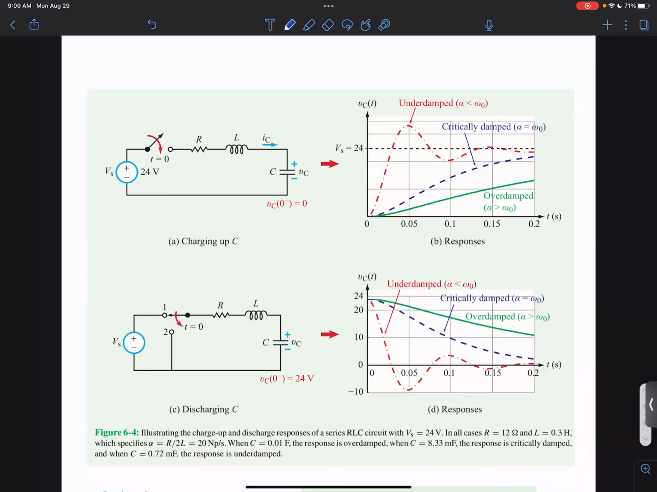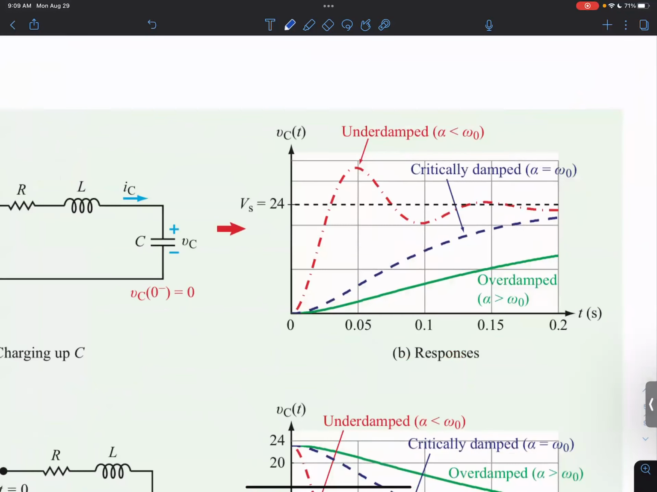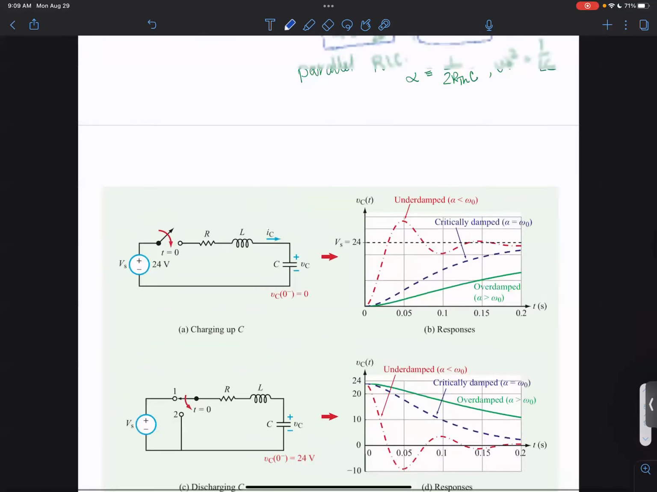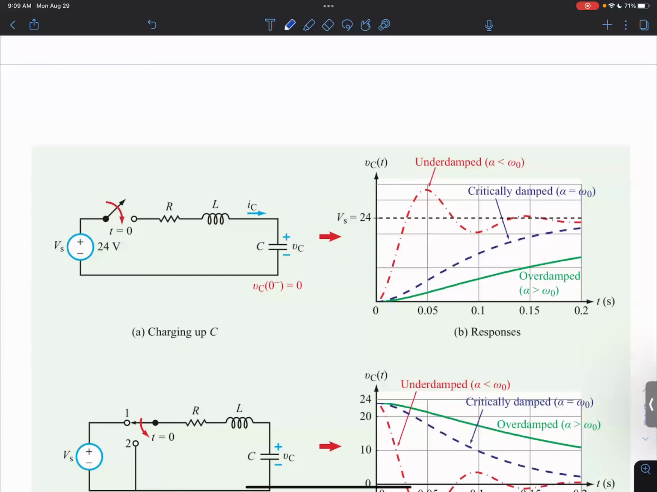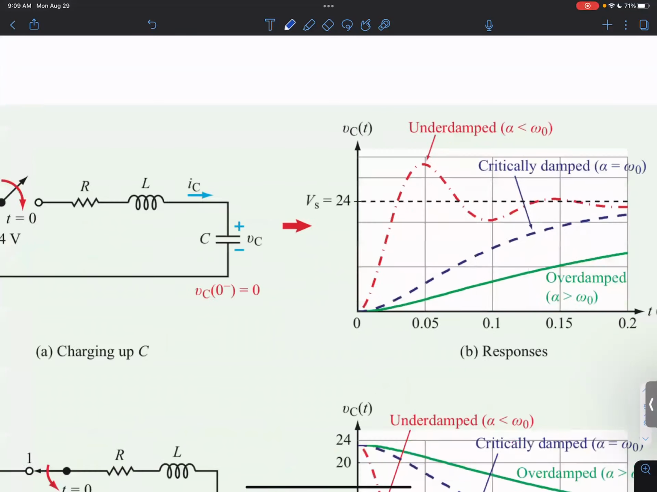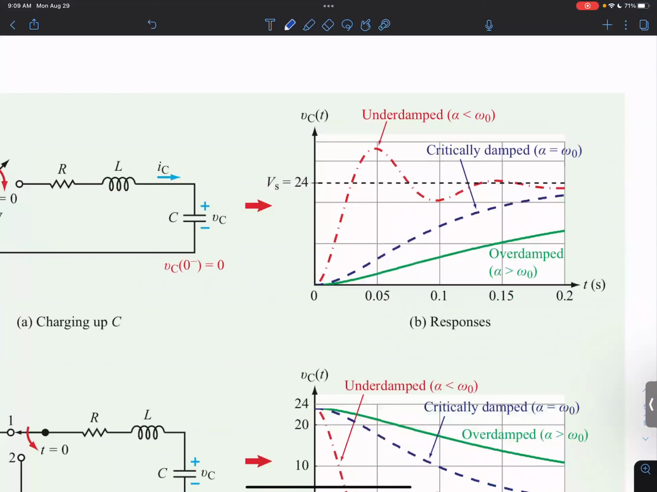And that's what these graphs here are. Depending on the combination of alpha and omega, that's what's going to determine how it performs between those two end points. So if it is charging up and it starts at zero and charges up to some value, it's going to have what's called underdamped. When the alpha value is less than omega naught, it's going to follow that form. It actually looks like it's ringing.